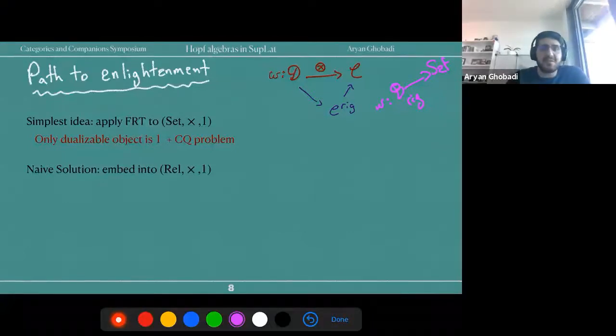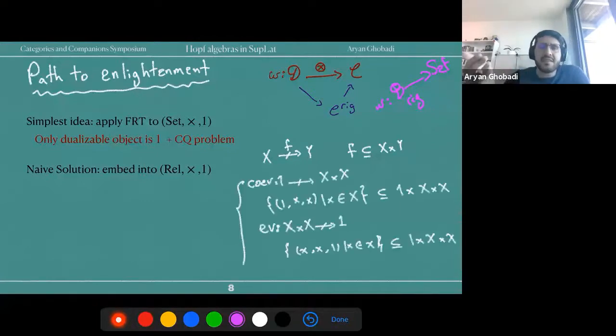The naive solution to this, so I'm lacking dualizables, let me add dualizables. You can move into Rel, which is the category of sets, where morphisms are now binary relations between two sets, okay? And then every object is its own dual because I have these trivial relations that make every X its own dual. So that problem was fixed, but then another problem occurs: now I don't have enough colimits. I definitely don't have the colimits I want.